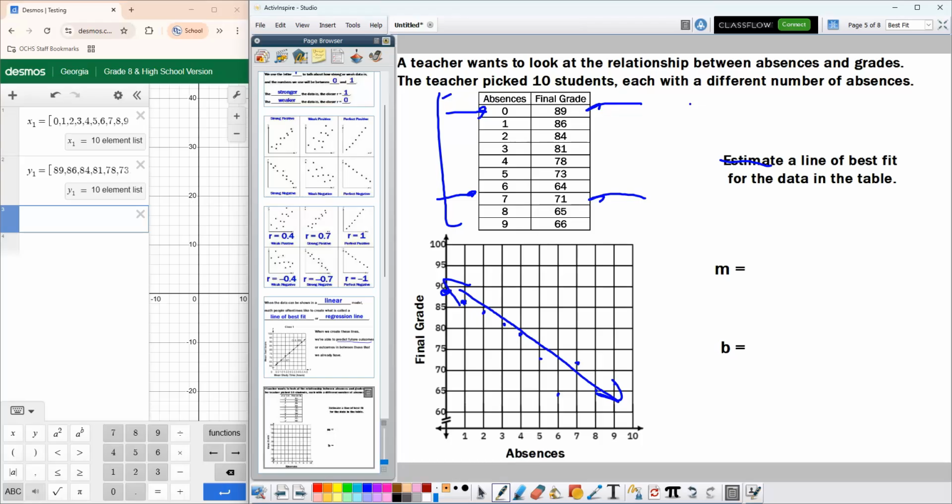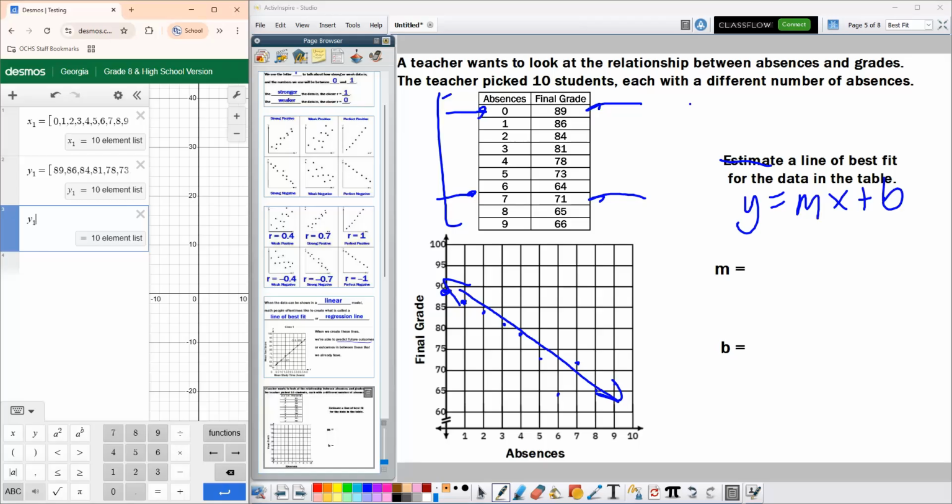So, with that being said, a line of best fit, a linear model, would have y equals mx plus b. So I need to find m and b. I need to find my slope and my y-intercept. Okay? And so I got to speak Desmos here. Desmos doesn't understand y equals mx plus b. Wouldn't it be nice if I just punched that in and it gave it to me? It doesn't speak that. We got to speak Desmos.